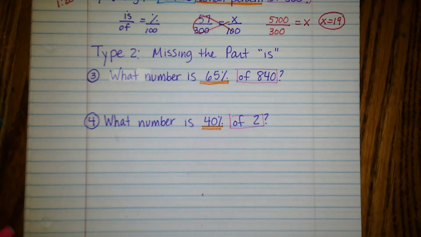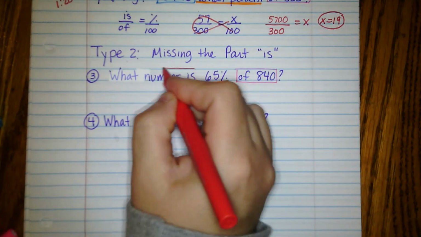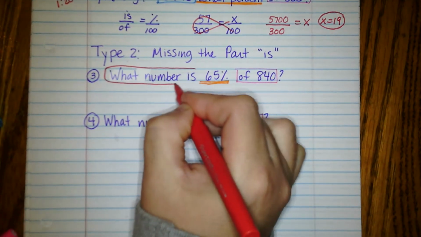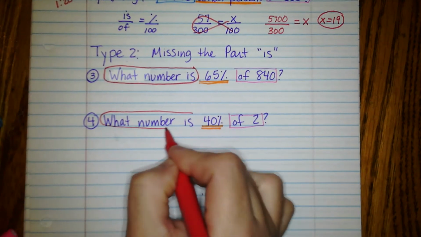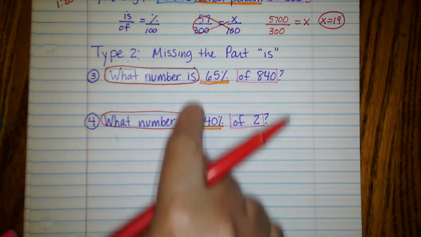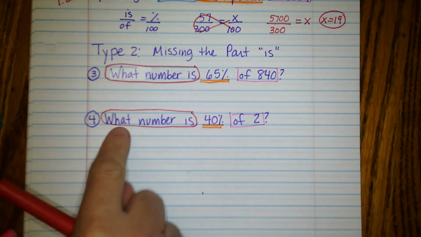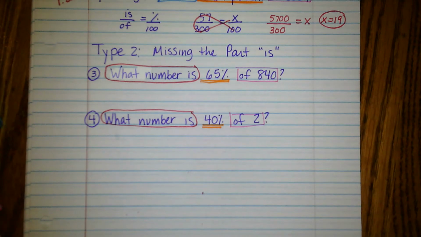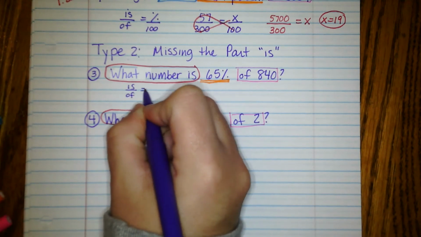What do they want from us? Well, it says, what number is? And since we don't know what the is number is, that's what we're looking for. We're looking for that, and that's where we're going to put the variable. So the first thing we're going to do is write out our template. Is over of equals percent over 100.